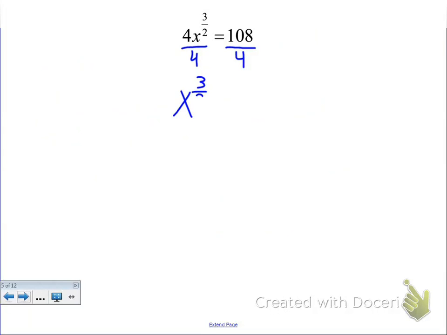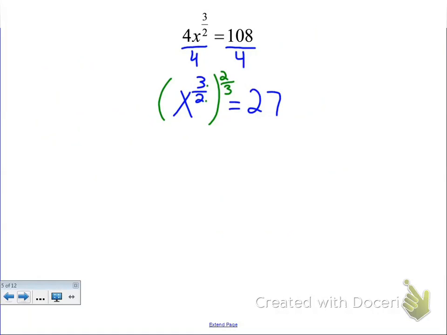So we have x to the 3 halves equals 27. Now we need to remember, what does this fractional exponent mean? Well, the denominator of the exponent, this 2 here, that means the square root. And we want to reverse the square root. And how do we reverse the square root? By squaring it. And then this 3 here, that means we're cubing the x. And how do you reverse cubing? You cube root it, and the roots are on the bottom of the fractions.